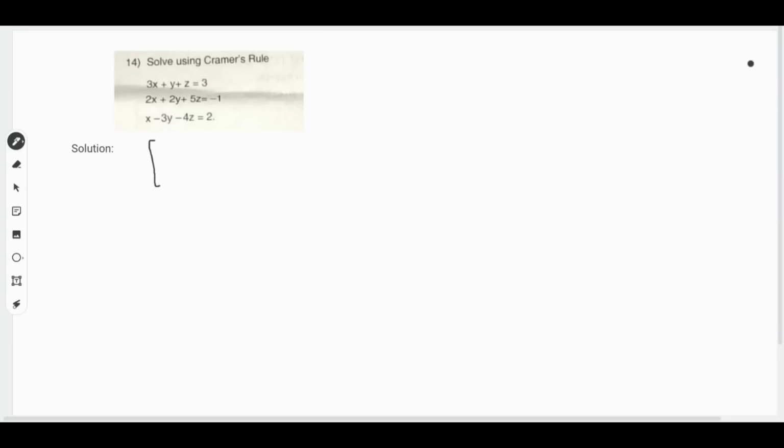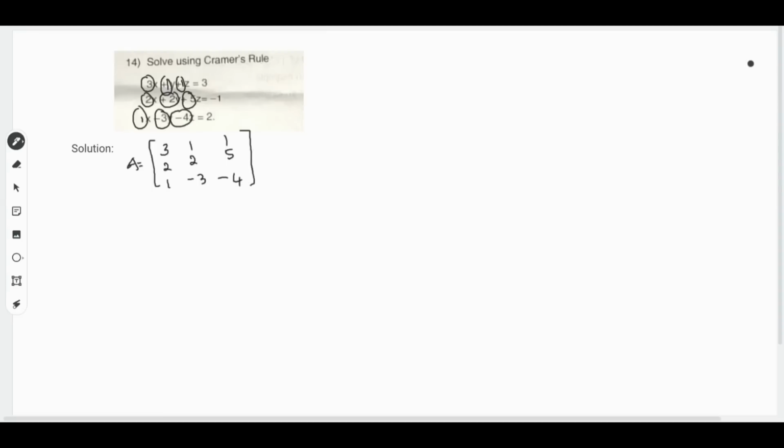So matrix A will be 3, 2, 1, 1, 2, minus 3. This is 3, 2, and where no number is there it means 1. No number means 1, plus 2, minus 3. Then no number means 1, plus 5, 1, 5, and then minus 4.